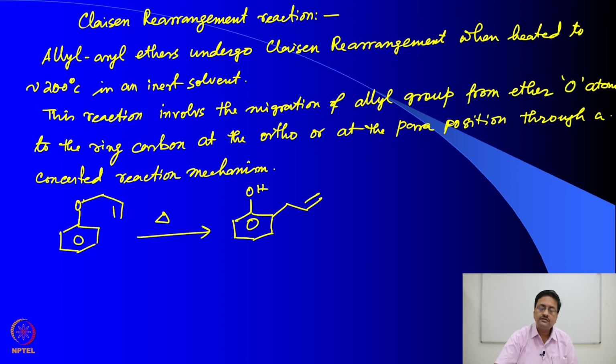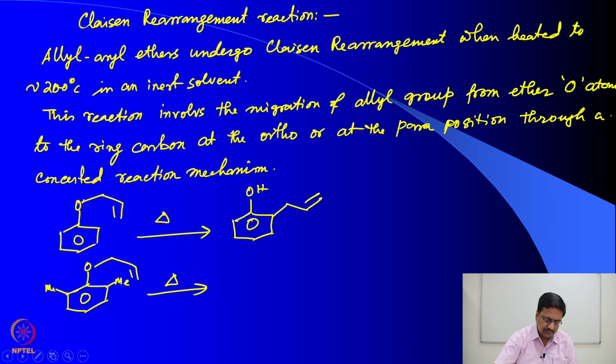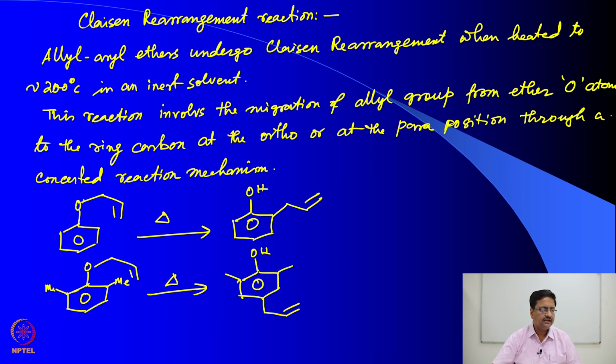In case the ortho position is blocked, suppose for this type of substrate where the ortho position is blocked by methyl groups, then in this reaction the para product is also formed. Right. So, one can see ortho migration if the ortho position is free. If the ortho position is blocked, then one can expect a para migration product to form in this particular reaction.